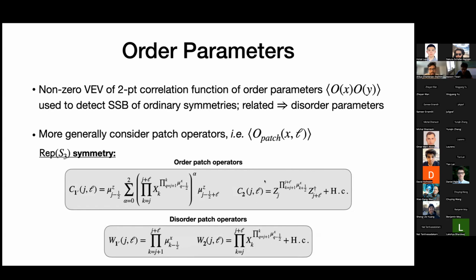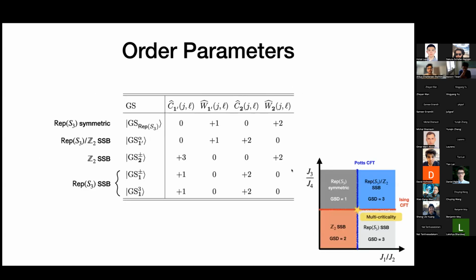The charge patch operators, on the other hand, get a string attached to the endpoints. So the 2 endpoints are no longer separated by a trivial string, but there's some string operator acting on the qubits in between. That's true of both of them. So that's maybe a new feature for non-invertible symmetries. And you can check that they have the correct kind of vevs for all of the different phases.